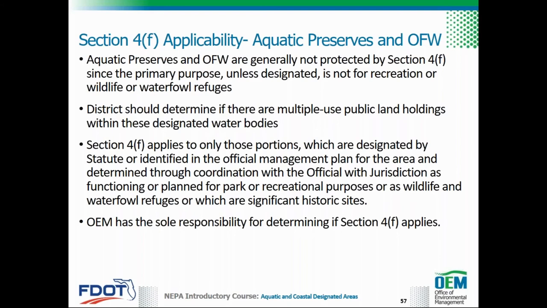Section 4F applies to only those portions which are designated by statute or identified in the official management plan for the area and determined through coordination with the official with jurisdiction as functioning or planned for park or recreational purposes, or as wildlife and waterfowl refuges, or which are significant historic sites. OEM has the sole responsibility for determining if Section 4F applies.